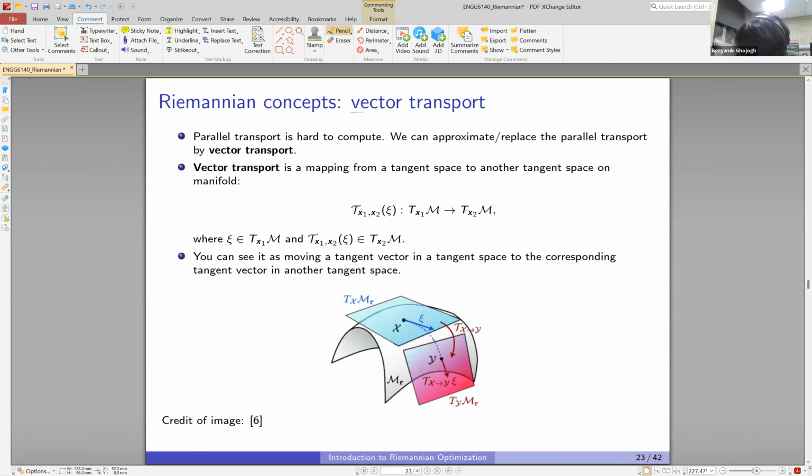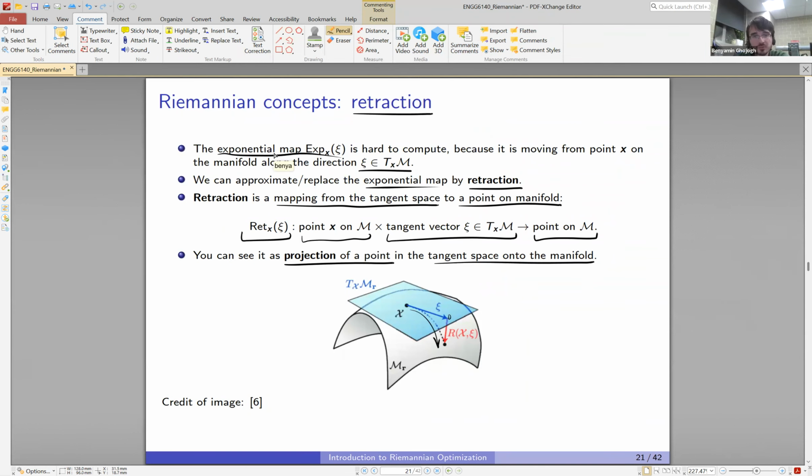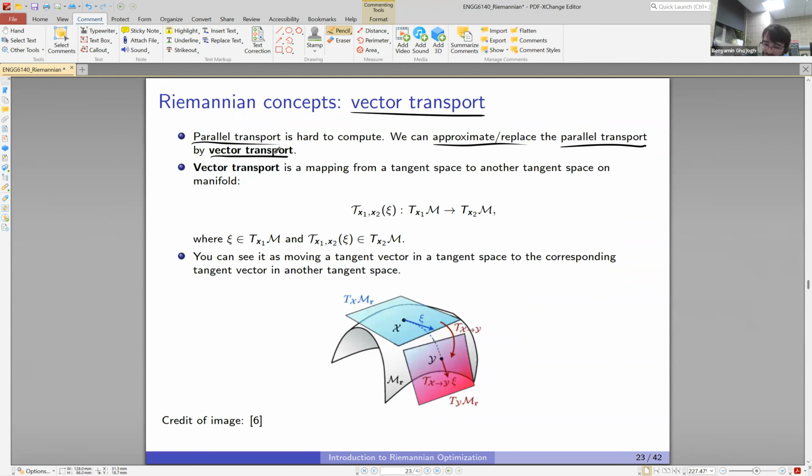Now let's talk about vector transport. Parallel transport, which I talked about, is hard to compute. It needs differential geometry. We can approximate or replace parallel transport by vector transport. Do you remember? Exponential map was hard to compute, needed differential geometry. We replaced or approximated that by retraction. Parallel transport is hard to compute. Let's replace or approximate it with vector transport.